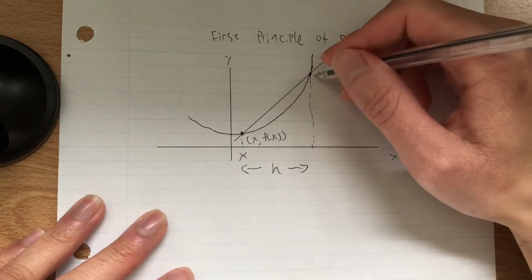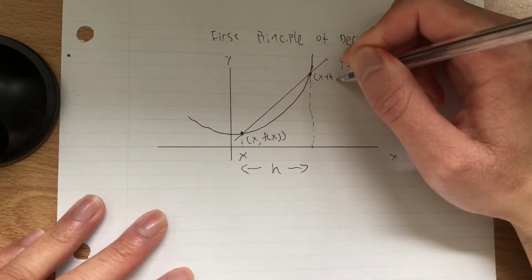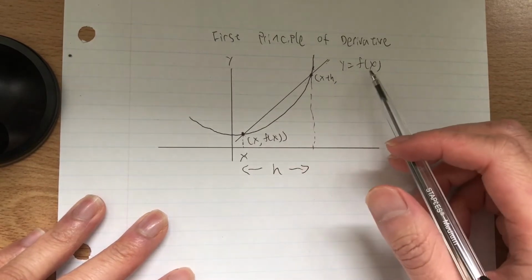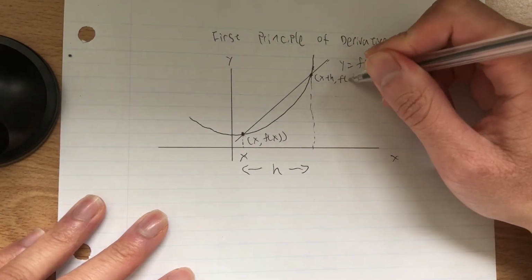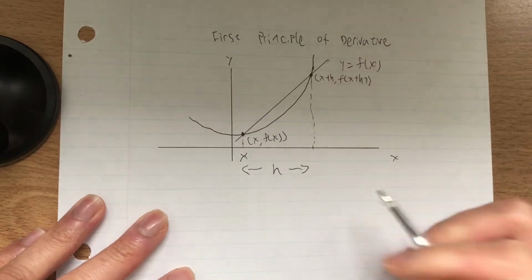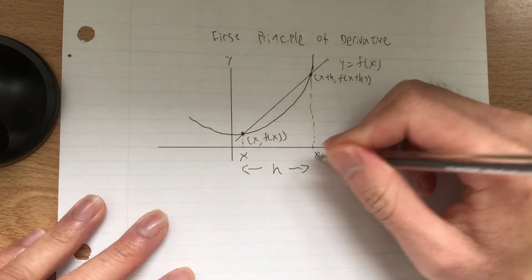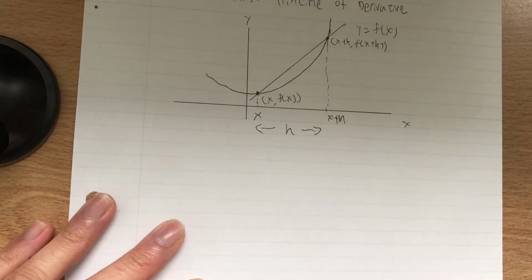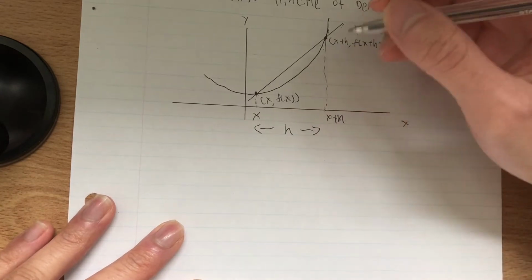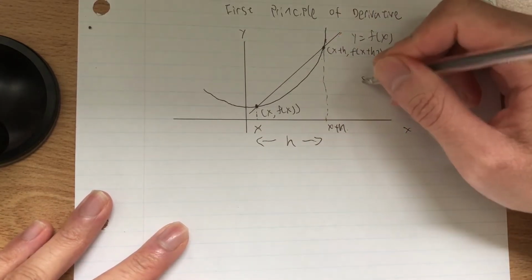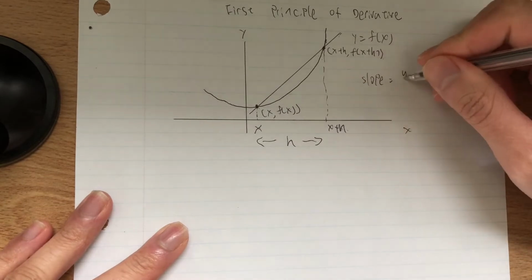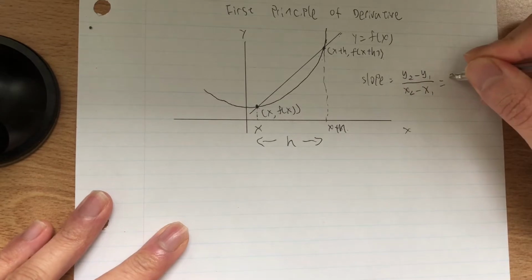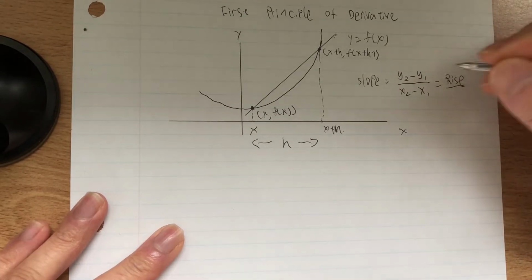Then this x coordinate would be x plus h. And since y is a function of f at x, the y here is f at x plus h. So that's the second coordinate. When you find the slope of the line, you do this: slope equals y2 minus y1 divided by x2 minus x1, which is the rise divided by run.